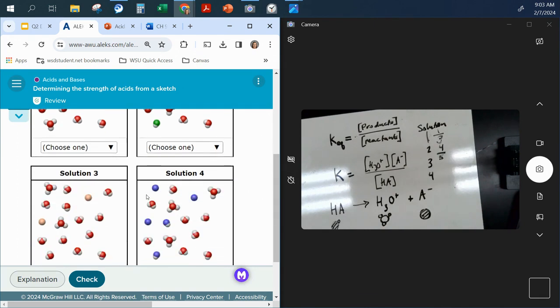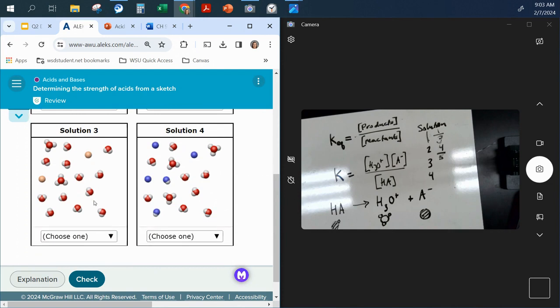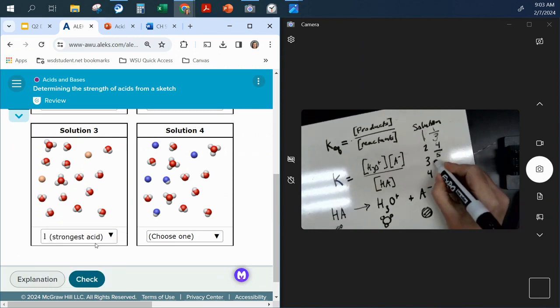Okay, third solution, I'm looking for hydronium first. I've got 1, 2, and I can see 1, 2 of the conjugate base. Oh, I don't have any acid still attached to a hydrogen. That tells me it's strong. They all broke apart, that's a strong acid. I'm just going to pick that right now. This is the strongest. I'm only going to get 1 strongest acid.